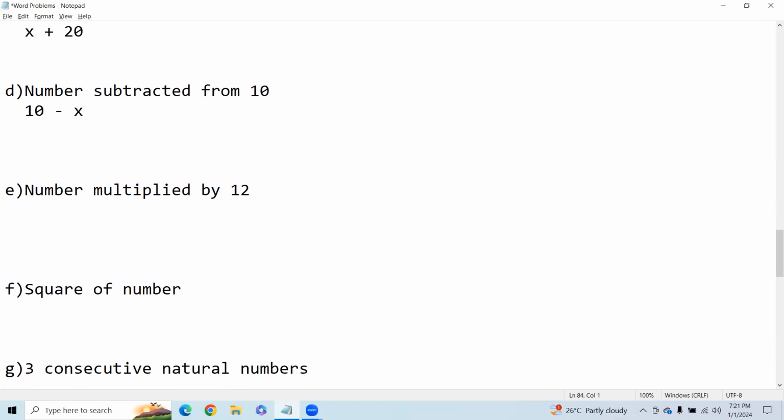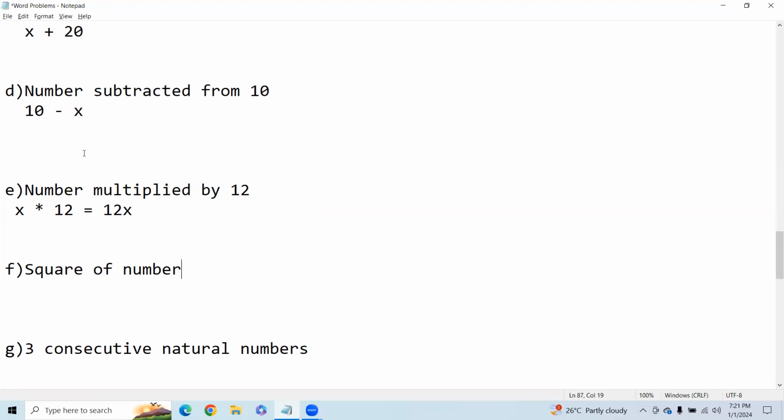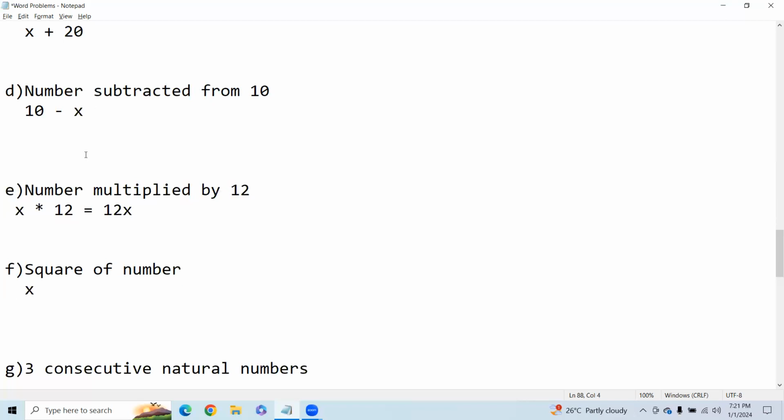A number is multiplied by 12. So X into 12. Once you do X into 12, you will get 12X. Square of a number. So assume that X is a number. You know that square of a number is you multiply the number by itself. You can just say it as X to the power 2. X square.